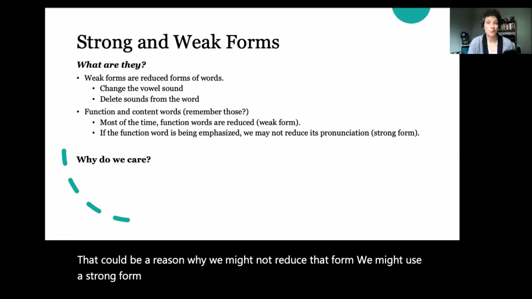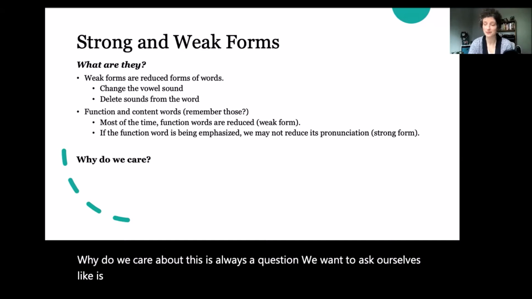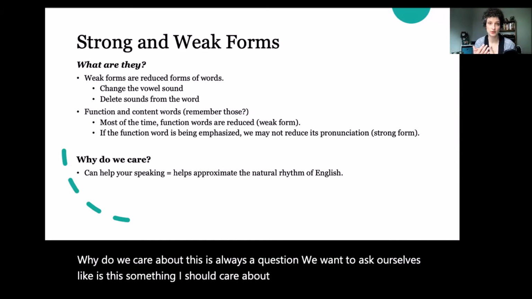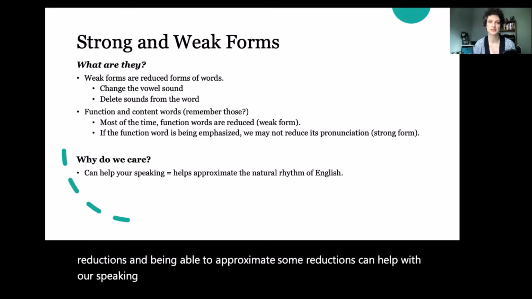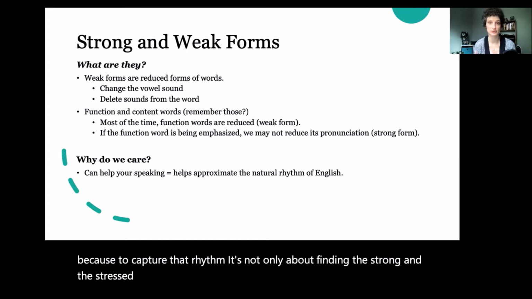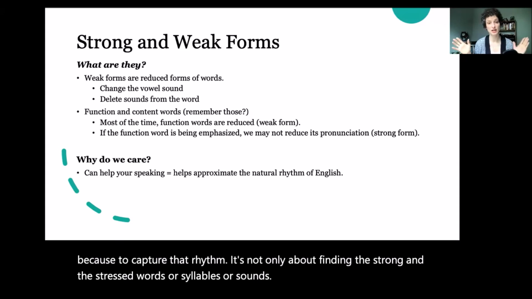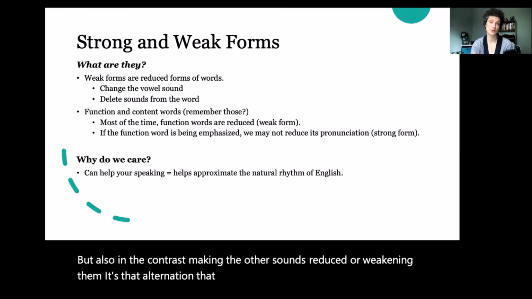Now, why do we care about this? This is always a question we want to ask ourselves: is this something I should care about? Well, first, of course, knowing about reductions and being able to approximate some reductions can help with our speaking. It helps us approximate that natural rhythm of English, because to capture that rhythm, it's not only about finding the strong and the stressed words or syllables or sounds, but also in the contrast, making the other sounds reduced or weakening them. It's that alternation that creates our rhythm.